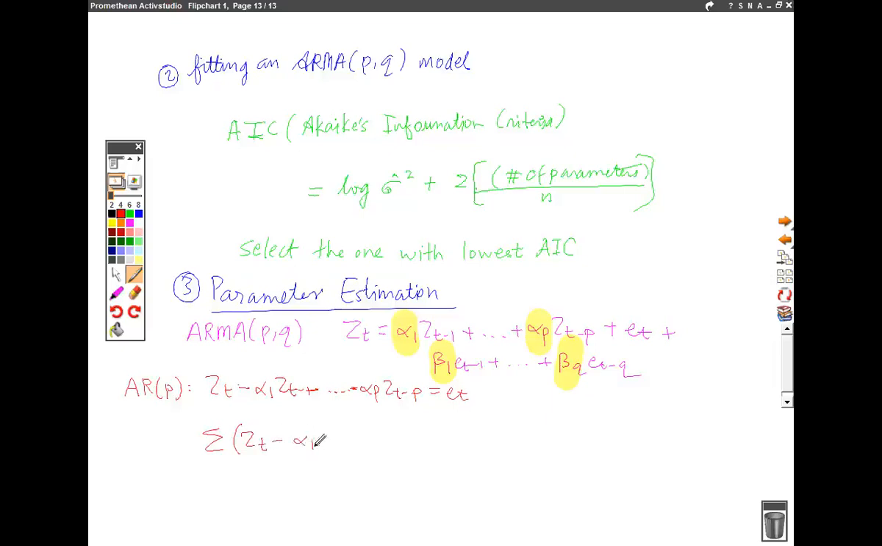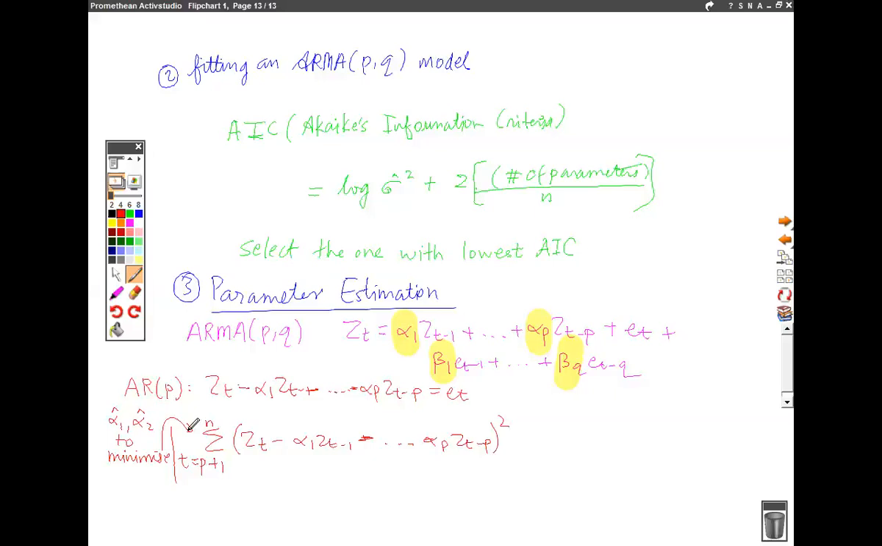So (Z_t minus alpha 1 Z_(t-1) minus ... till alpha P Z_(t-P)) squared, and the summation again will go from P plus 1 till N, and we denote it by t. So you choose the parameters alpha 1 hat, alpha 2 hat to minimize this equation here. Is that good?